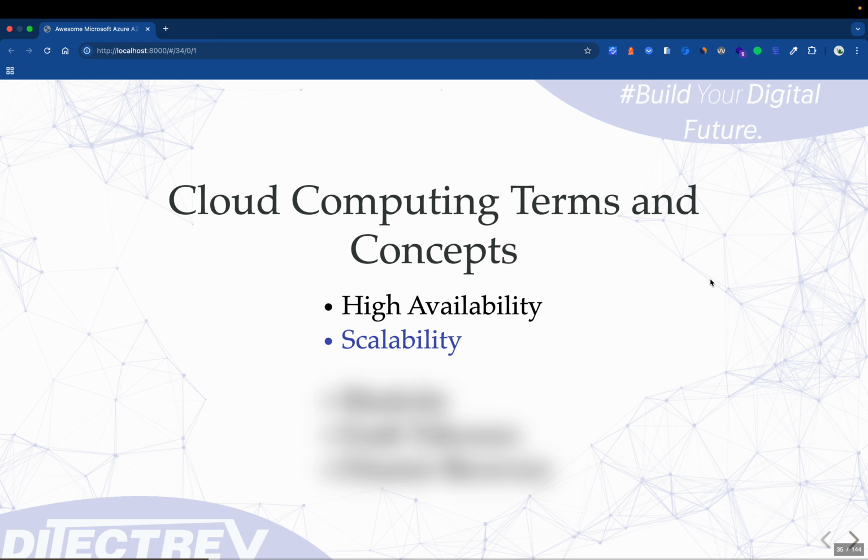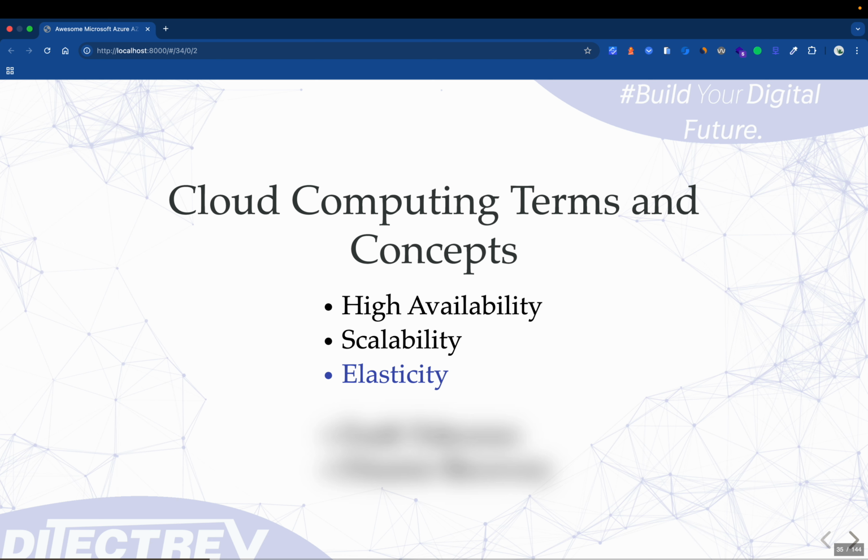This one is a little bit easier. Scalability is the ability of a system to handle increased load by adding resources, which can be scaling up or scaling out, or removing resources, scaling down or scaling in, to maintain performance and meet demand, whether up or down. And there are a couple of types: vertical scaling, horizontal scaling, auto scaling, and load balancing again.